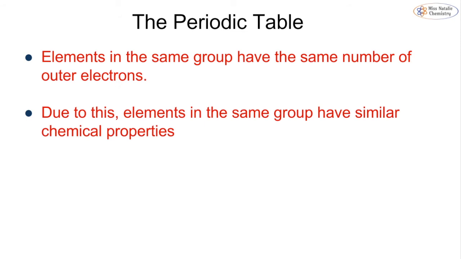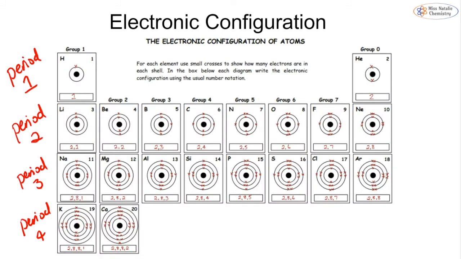Now, elements that are in the same group are going to have the same number of outer electrons. So if we go back to our diagram, we can see that everything that is in group 1, if we look at that last number, which is our outer shell, 1, 1, 1, 1. They all have 1 electron in the most outer electron shell. Group 2 all have 2 electrons, group 3 have 3 electrons, and so on and so on.